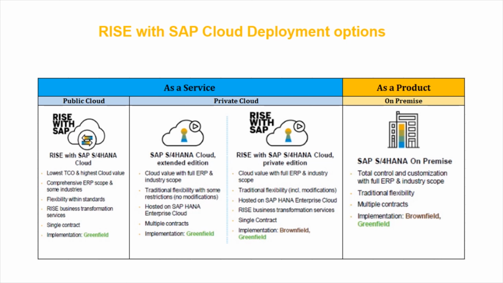And with on-prem, SAP is offering it only as a product, not as a service. That is the main difference between on-prem and cloud edition with respect to the SAP product. This product for on-prem is SAP S/4HANA on-prem, where you have total control. It's a full ERP with full customization as per the business needs, and can be applicable for brownfield or greenfield. So these are the different cloud options that SAP has.